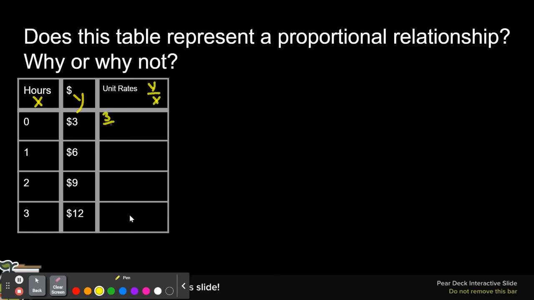Again, this is 3 over 0. We're not going to mess with that one because anything divided by 0 is undefined, so we can't really gather much information from that. 6 over 1, that is 6. 9 over 2, that is 4.5. Right there, that's enough information to tell me that this is not a proportional table. This is not a proportional relationship. Let's go ahead and graph this one now and see what it looks like.